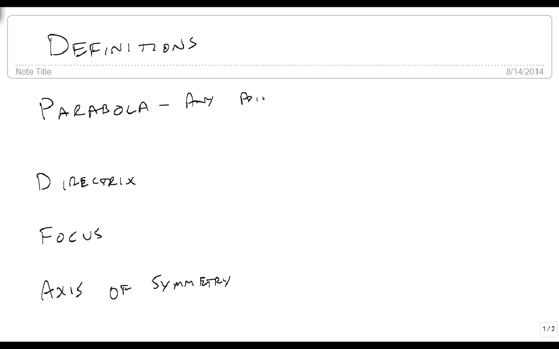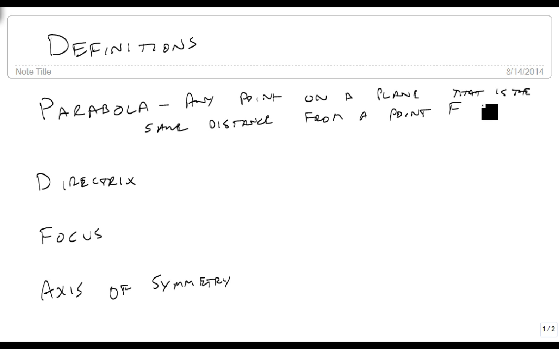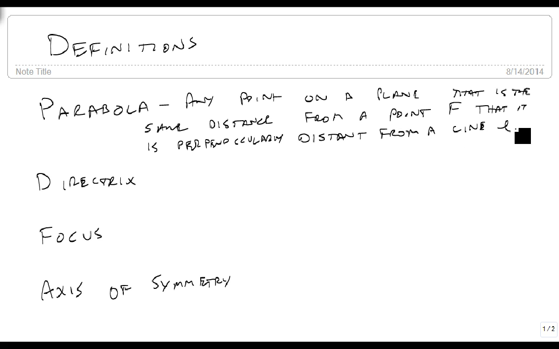any point on a plane that is the same distance from a point F that it is perpendicularly distant from a line L. And we'll give a better description of this in just a minute so that you can see it and what's going on with it.